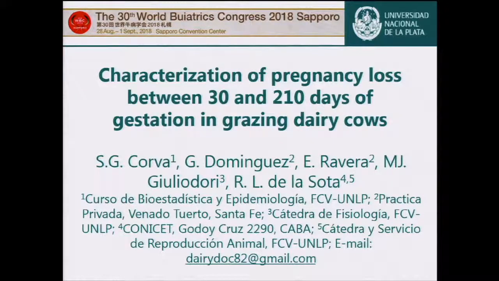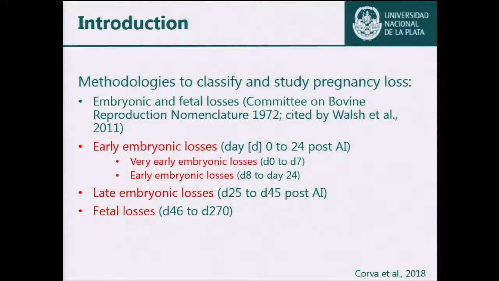Today we're going to talk about the characterization of pregnancy losses between 30 and 210 days of gestation in dairy cows in Argentina. Just as an introduction, for many years the methodology to classify and study pregnancy losses has been the one by the Committee of Bovine Reproduction and Nomenclature of 1972, where we divide early embryonic losses from day 0 to 24, late embryonic losses from day 25 to 45, and fetal losses from day 46 to 270.